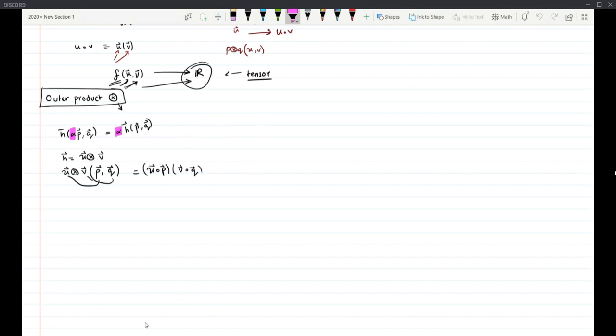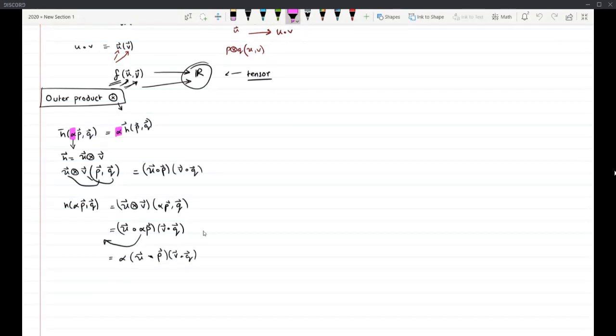But now guess what? We've asked the question, what if there's an alpha in here? So what is H of alpha P comma Q? Well, this is now U cross V, and I'm going to feed in alpha P and Q. So what does this look like? Well, it's U dot alpha P times V dot Q. But if you remember from vectors, if you have a dot product, the alpha can be pulled out. So this is just equal to alpha times U dot P and V dot Q. Does anyone have any doubts? I think Pugal mentioned this property of tensors, right? So this works both ways.